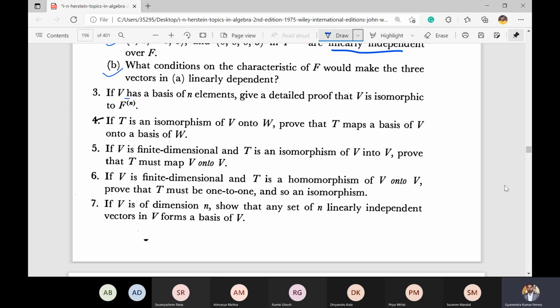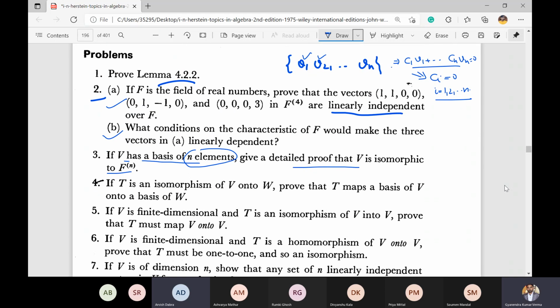And this one: if V has a basis of n elements, give a detailed proof that V is isomorphic to Fn. Sir, can you tell how to find the condition to make it linearly dependent? Okay, let's try. I think if we take the field as Z3, then it will work. Then the last vector will become the 0 vector. I was thinking the same. This is becoming the only possibility to make it not independent, right? Yes, you have to take some finite field concept. Then yeah, that's easy. It becomes 0, so it becomes dependent. Okay.